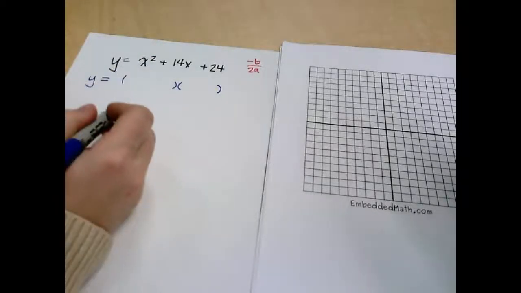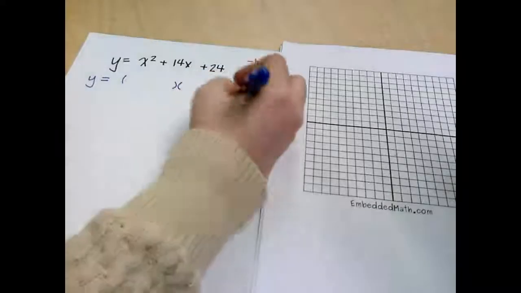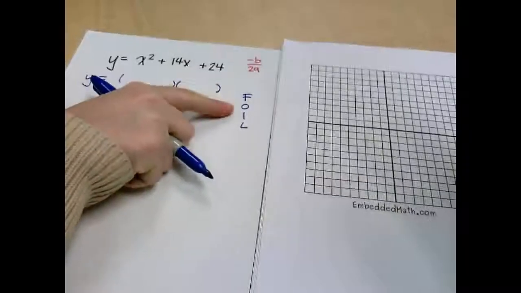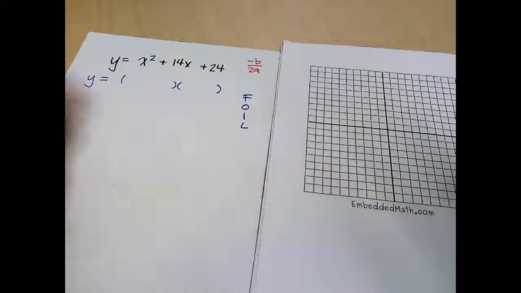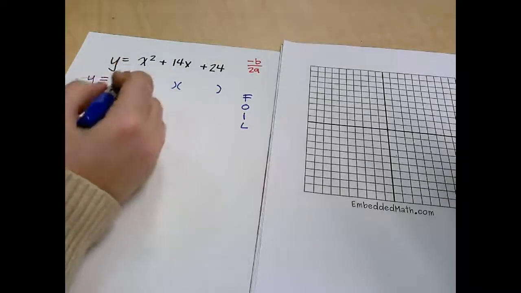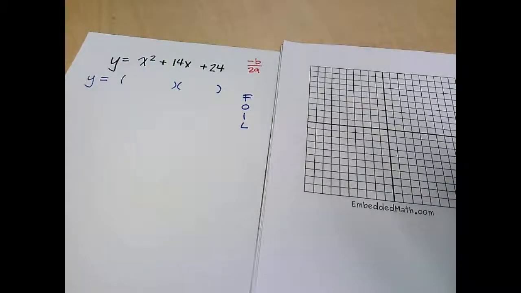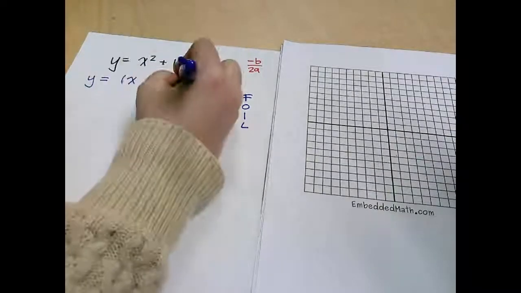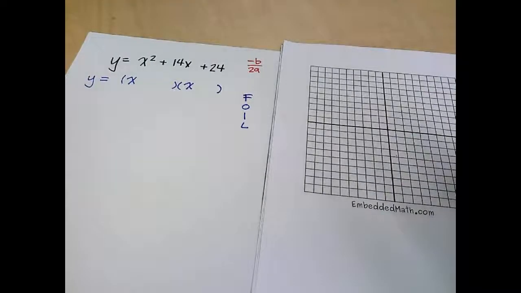So when I'm looking at this, my first setup, you'll remember, is to use that FOIL method. Firsts, outers, inners, lasts. So in order to get my firsts, I need an x squared. So what times what will give me an x squared? You should all jump right on that answer to realize the only way you can get an x squared is to multiply x by x.